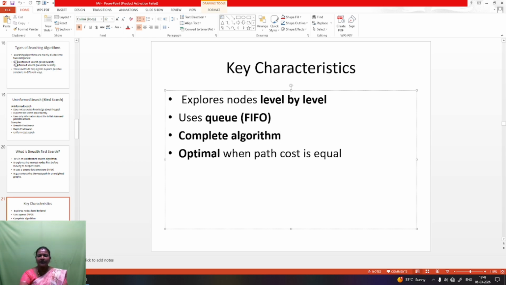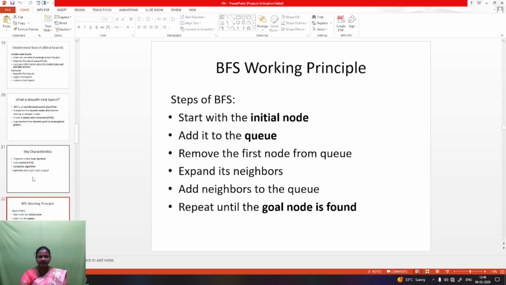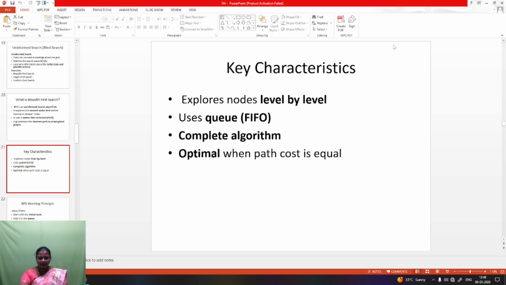Optimal when the path cost is equal. This algorithm is an optimal algorithm. That's why it provides the shortest path and easiest path. Generally, breadth first search is the most common search technology for traversing a tree or graph. The algorithm reaches breadthwise in a tree or graph, so it is called breadth first search.